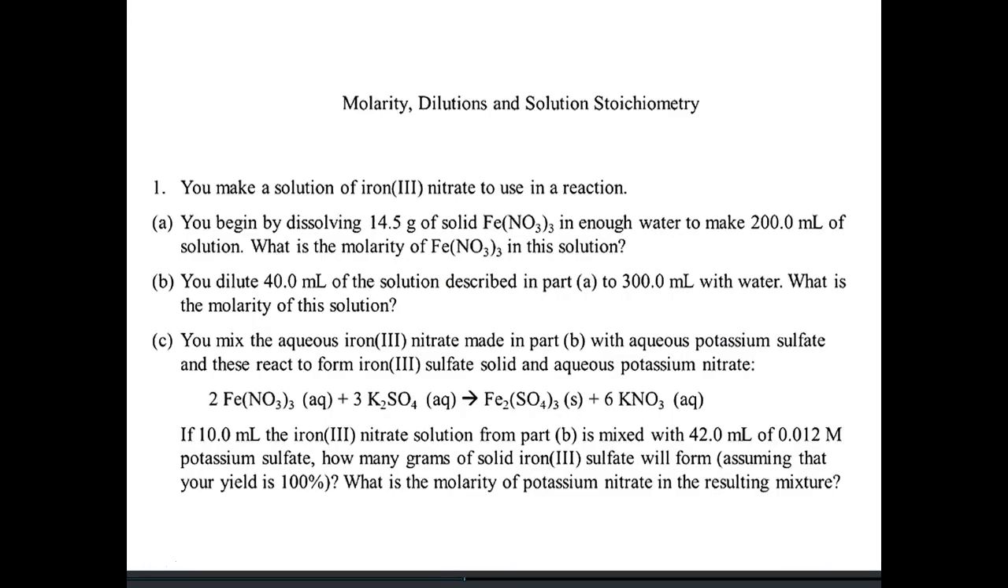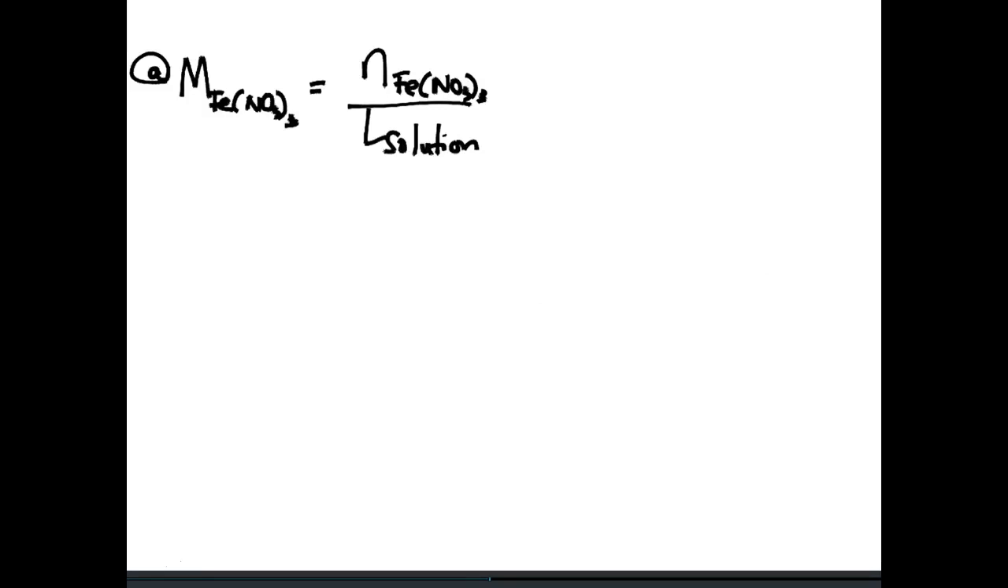Now we're going to move on, do one more set of problems. We make a solution of iron 3 nitrate, and we're going to describe how we make it: 14.5 grams of solid iron nitrate in 200 milliliters of solution. What is the molarity? So this is straightforward. It's just like the last one.